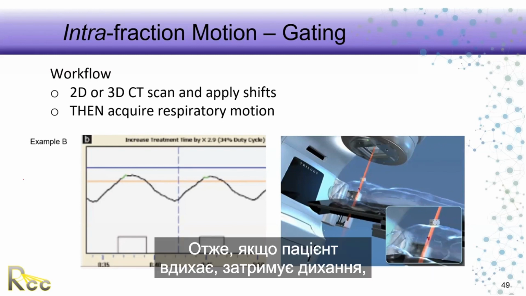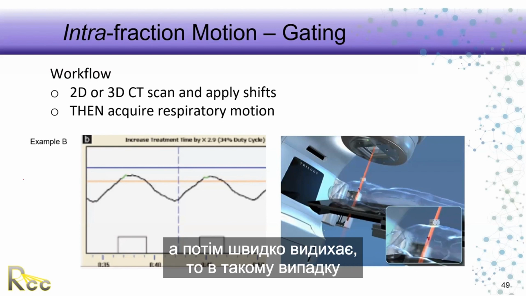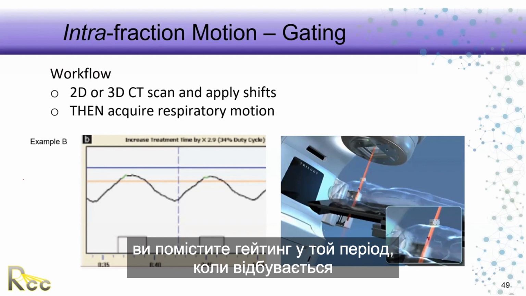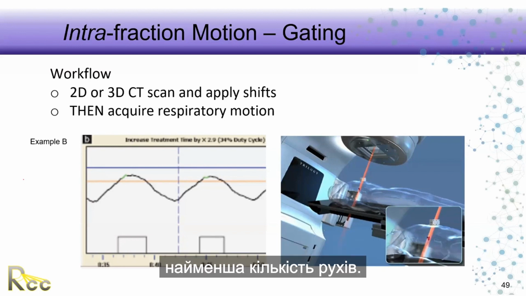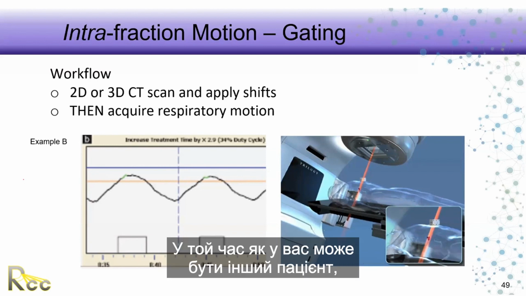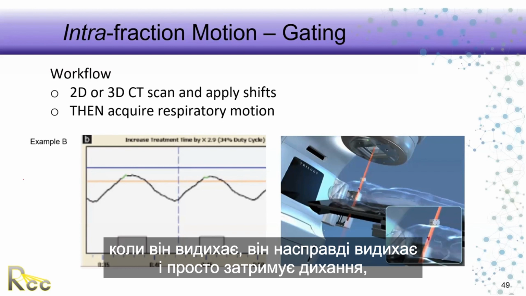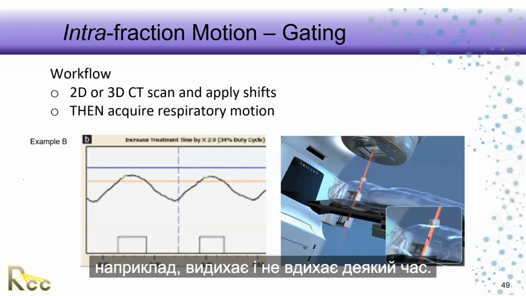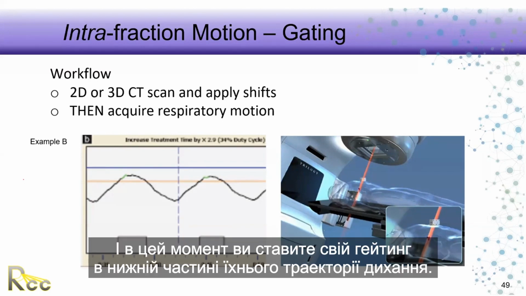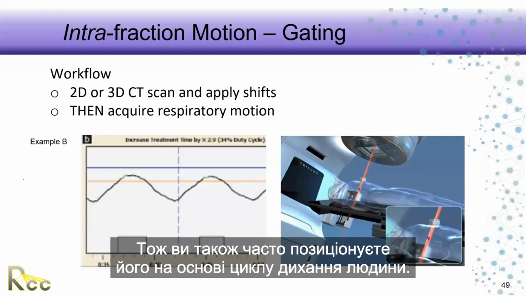So if you have a patient that breathes in, holds their breath, and then exhales quickly, you'd put your gate in that period where there was the least amount of motion. So that might be on the inhale. Whereas you might have another patient who exhales and just holds their breath, exhales and doesn't breathe in for a while. At that point, you'd put your gate at the bottom of their trace. So you often position it based on an individual's cycle as well.